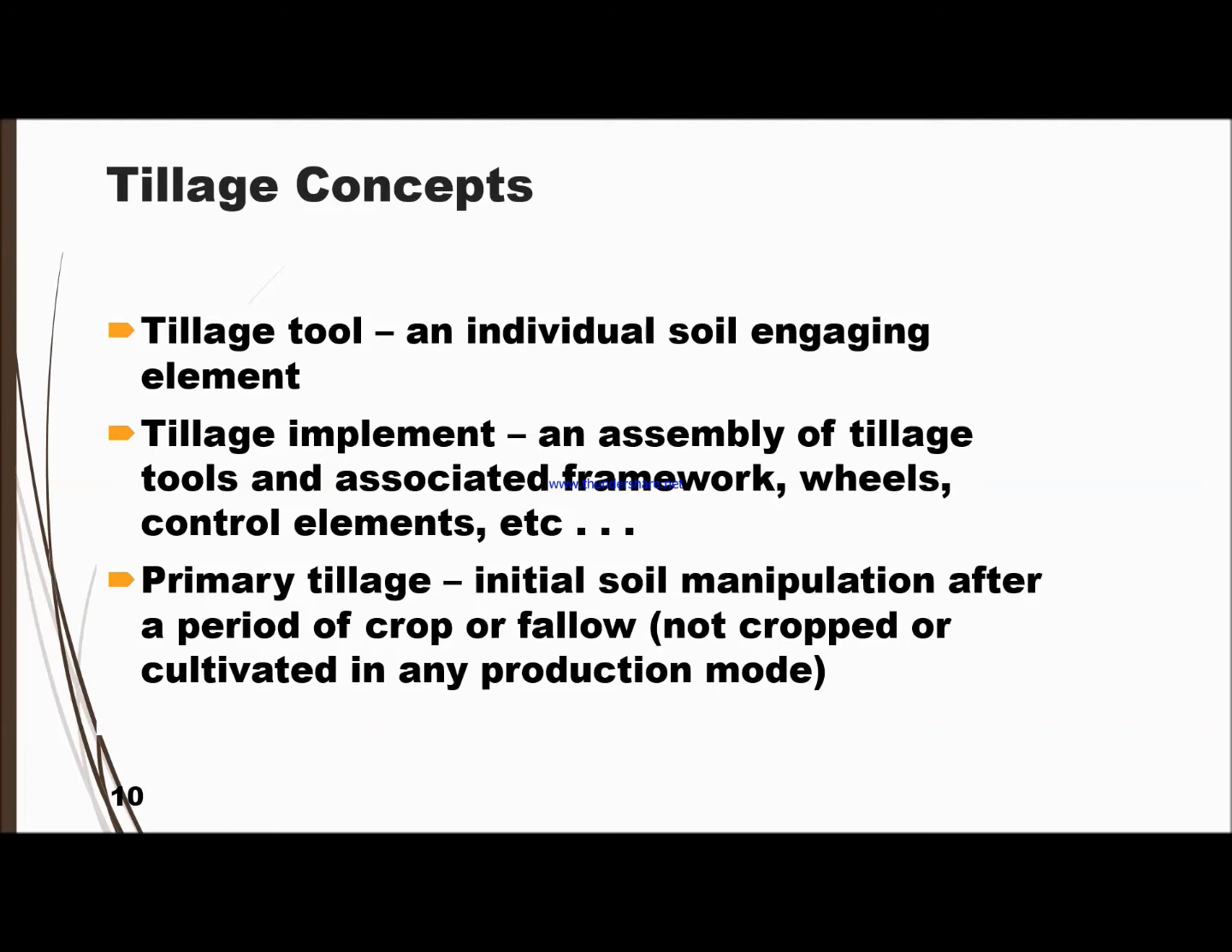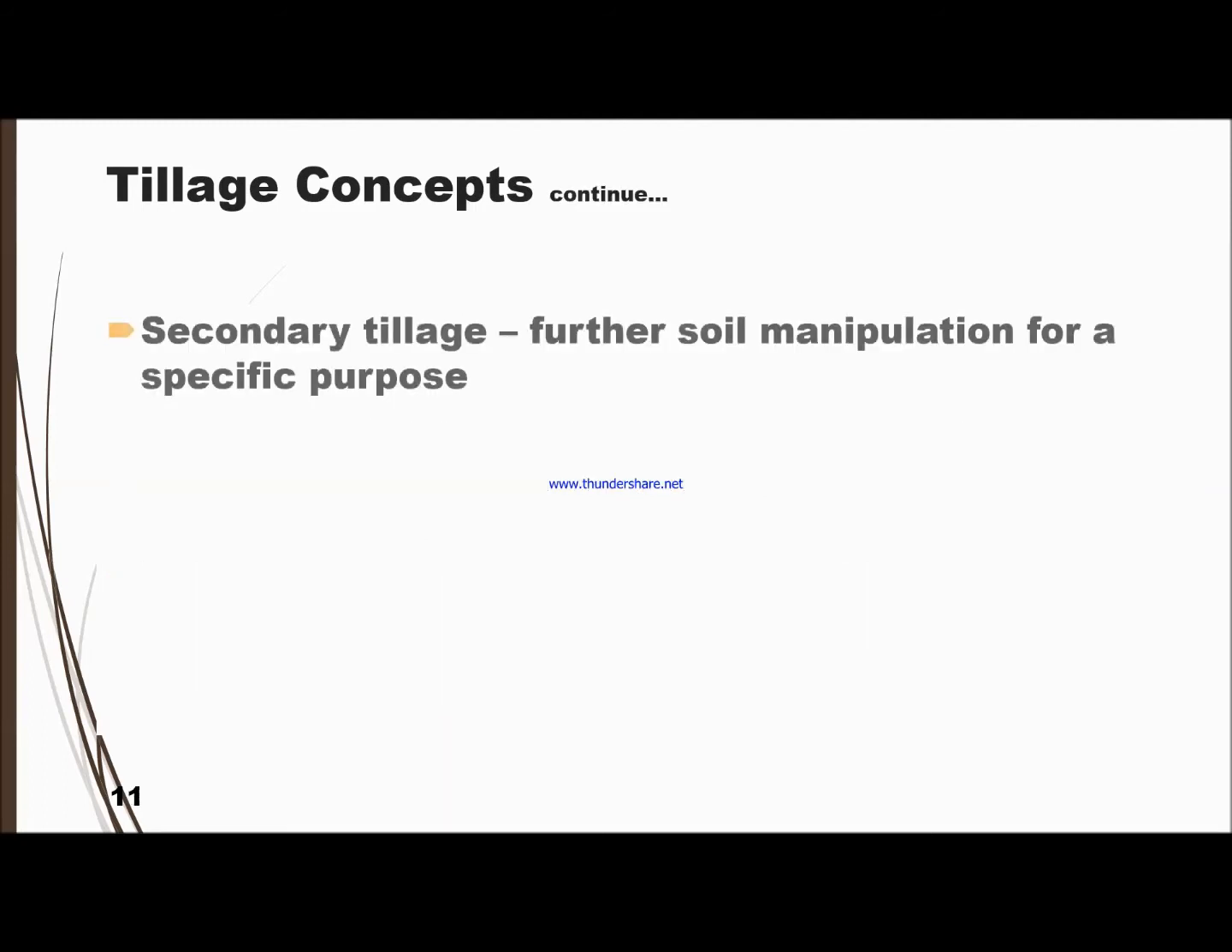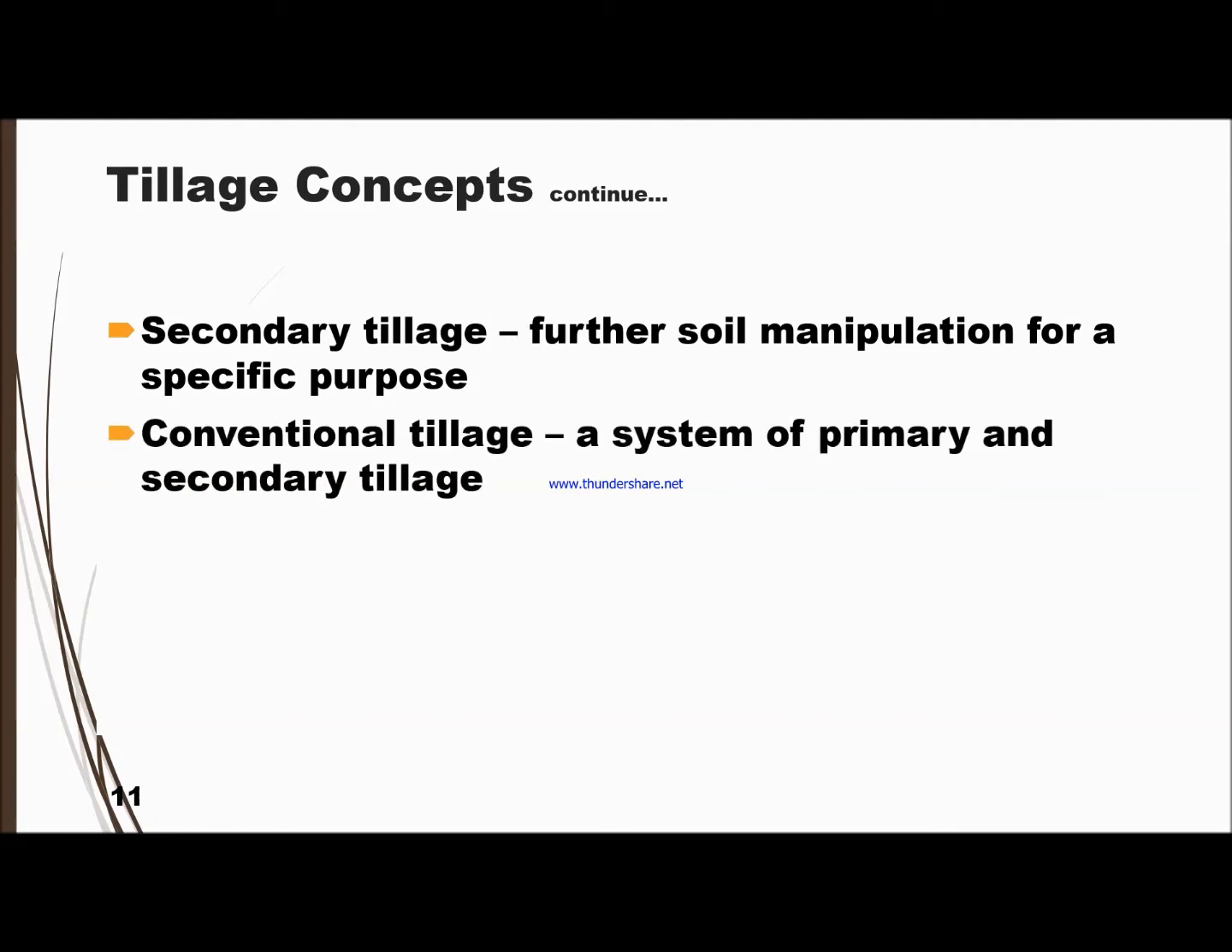Primary tillage is the initial soil manipulation after a period of crop or fallow. Basically, it's the first tillage operation to prepare the soil prior to crop cultivation. Secondary tillage is a further soil manipulation for a specific purpose. Normally we want to prepare the soil to a better quality for crop growth. We pulverize the soil into finer size than the primary tillage.